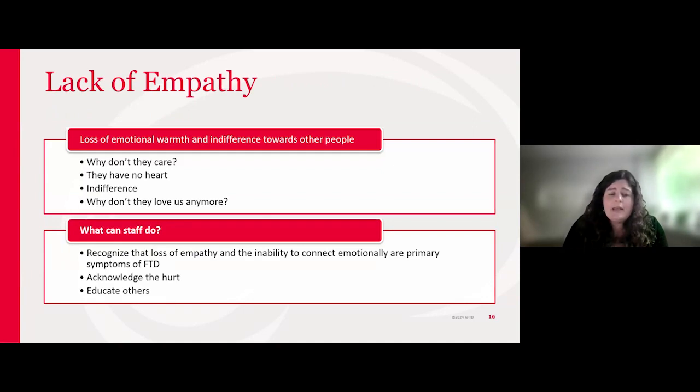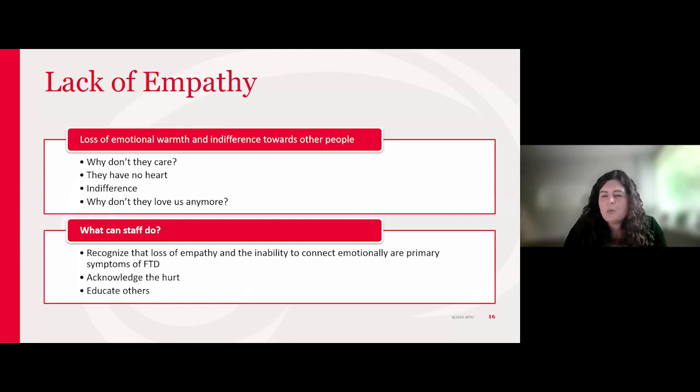When we look at lack of empathy, I think some of the things that families deal with is the concept of, why don't they care? Why don't they care anymore? Am I not important anymore? This is especially true when there's a parent, I think, involved, and with a spouse, is your relationship is changing.